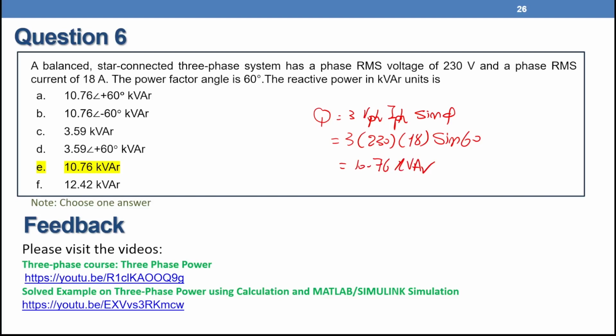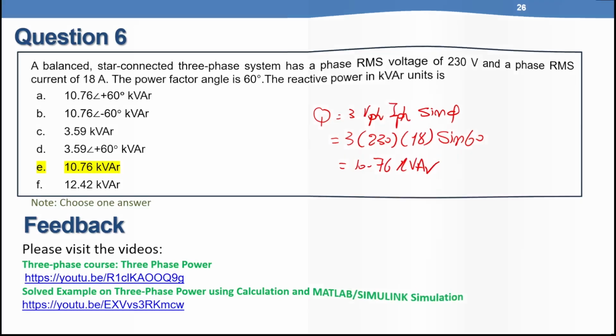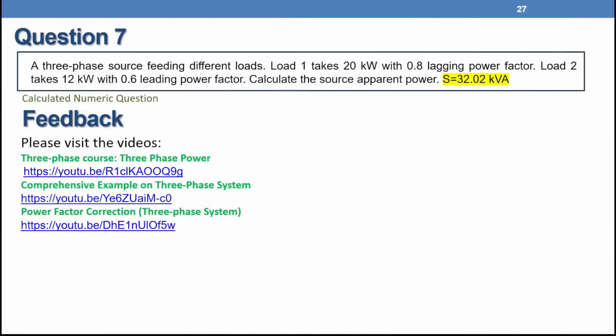Please note, choices A and B are totally wrong because the reactive power has no angle. Question number 7. Three-phase source feeding different loads. Load number 1 takes 20 kilowatt with 0.8 lagging power factor. Load 2 takes 12 kilowatt with 0.6 leading power factor. We need to calculate the source apparent power.